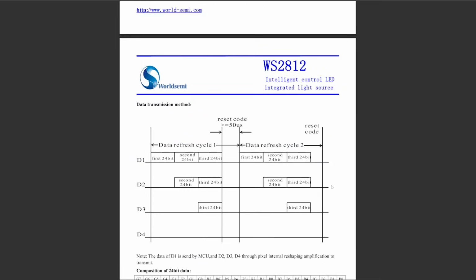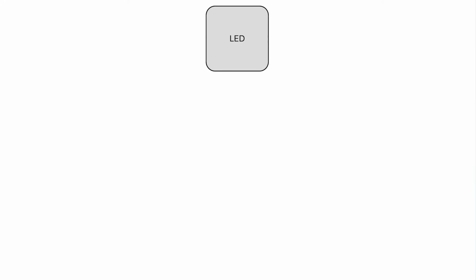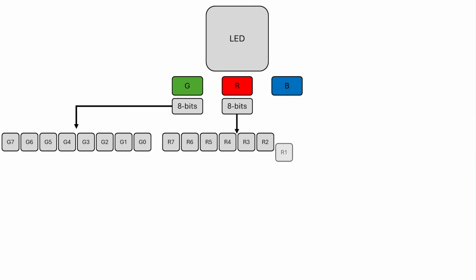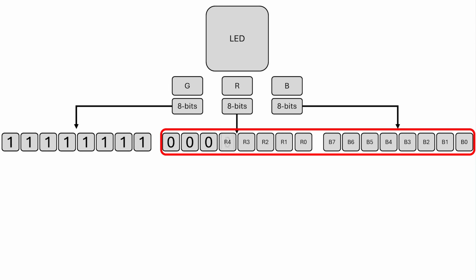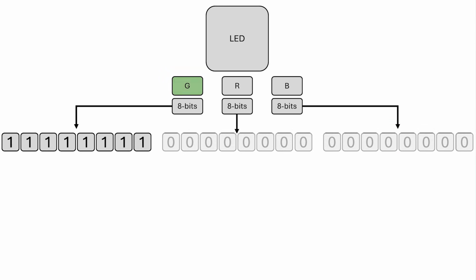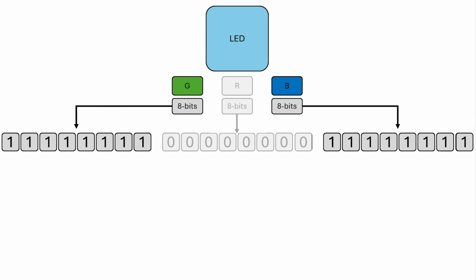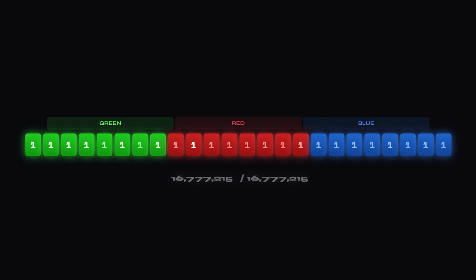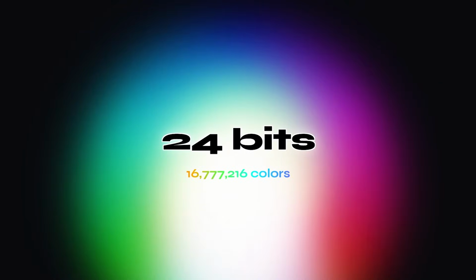If we look into the WS2812 datasheet, we'll find this color position array. Let me break this down simply. Take one addressable LED. It has 3 channels, green, red, and blue, each one controlled by 8 bits. If I set all 8 green bits to 1 and red and blue to 0, the LED turns green. If I also flip the 8 blue bits to 1, the LED turns cyan, green and blue mixing. This method lets us mix any pattern of 1s and 0s across 24 bits. That's over 16 million colors.